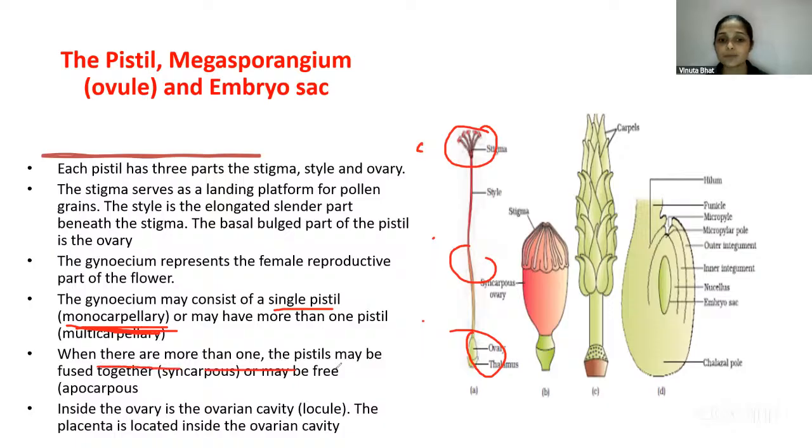When more than one pistil is present and they are fused, that is called the syncarpous condition, and if they are free, that is called apocarpous. What is syncarpous? Syncarpous means pistils are more than one but they are fused. Apocarpous means more than one pistil is present but they are free. Examples are given in the diagram, which is very important: apocarpous and syncarpous ovary.